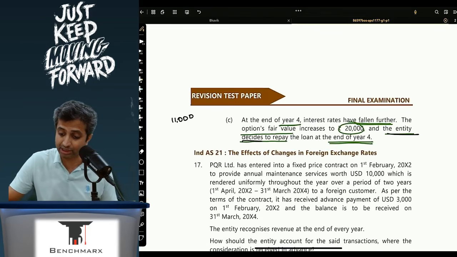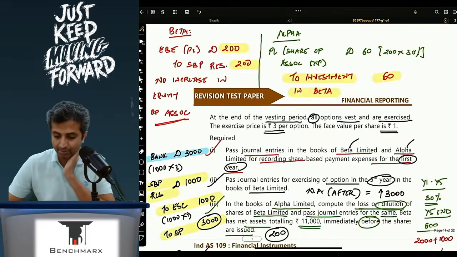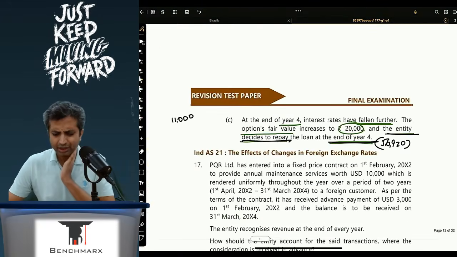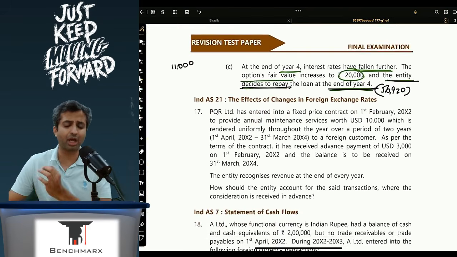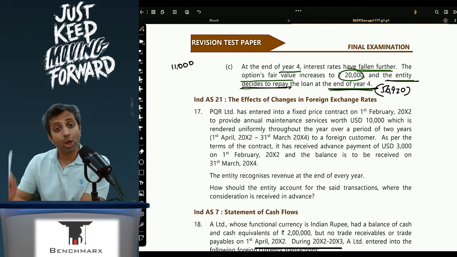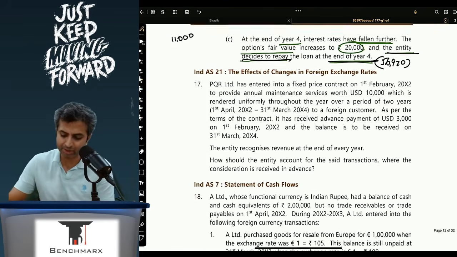And if the entity says to repay the loan, another 56,920 loss will come, and that's about it. So this kind of takes care of question number 16. Now 17 is quite similar to, I think, question 8 or so that you have done in your Ind AS 21 foreign exchange. We'll discuss it later, but first we will do the completely different problems.